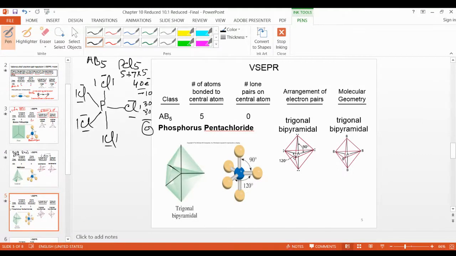Nothing left. So phosphorus doesn't have any lone electrons on the central atom. So it has simple geometry. Whatever the arrangement of the electrons and the geometry of this molecule, both are the same. Okay, trigonal bipyramidal, because it has two pyramids.